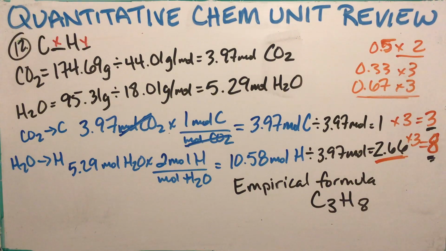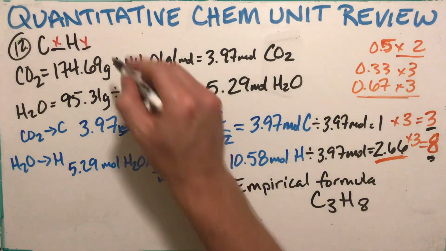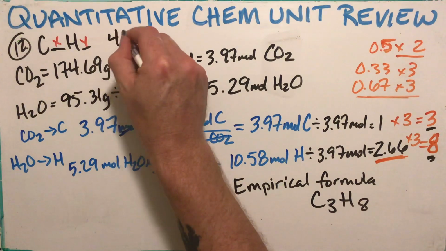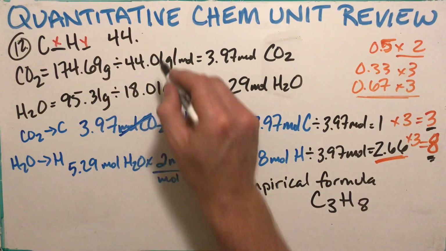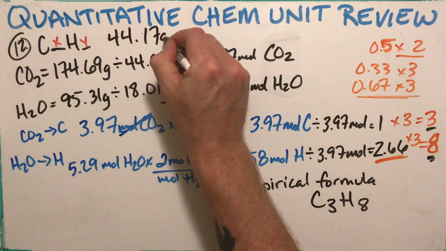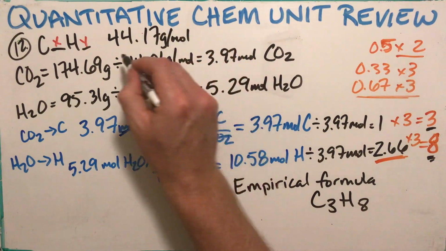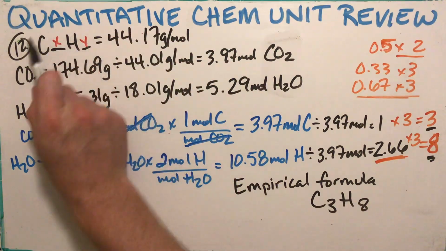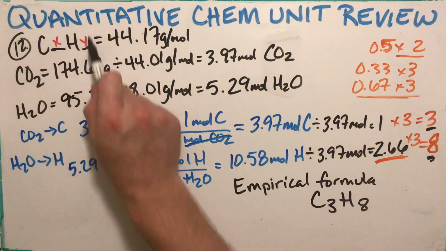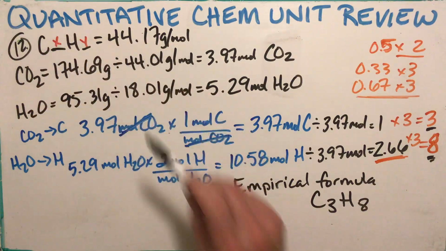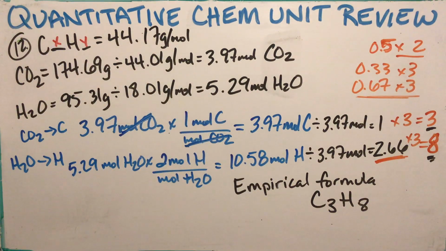It wanted the molecular formula. Now in this problem, it told me that the molar mass for the unknown, when they used the mass spectrometer, was 44.17 grams per mole. So the real live molecule, the molecular one, had this molar mass. We'll use that now.